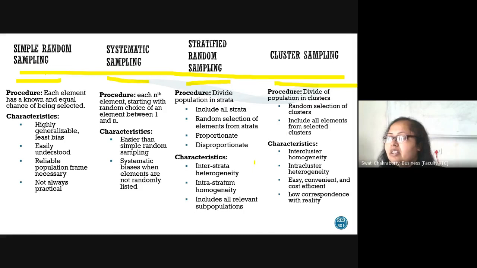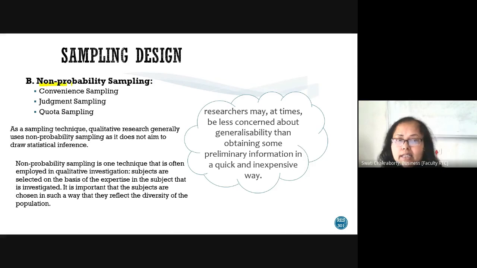Now, cluster sampling, where we divide the population into clusters, and random selection of clusters happens. We take out one cluster, right? Include all elements from selected clusters. Everyone in it gets selected. And there is intercluster homogeneity, so different clusters are homogeneous. Within a cluster it is heterogeneous, representing the entire population. So it's easy, convenient, and cost effective, but low correspondence with reality.